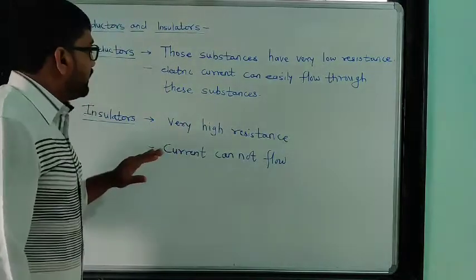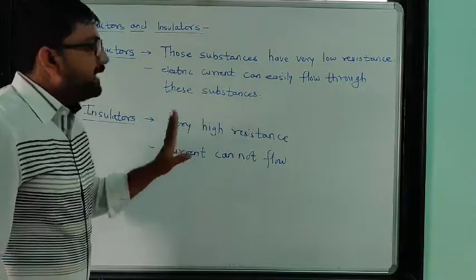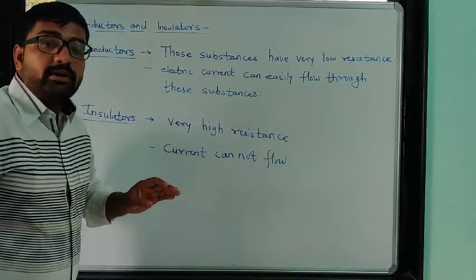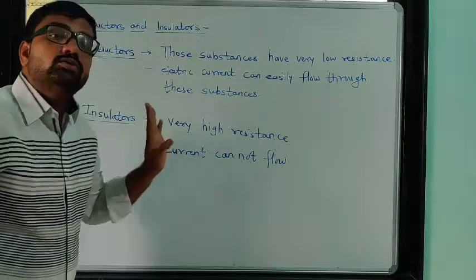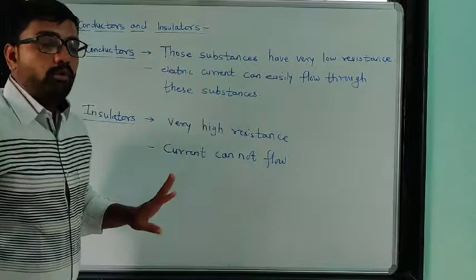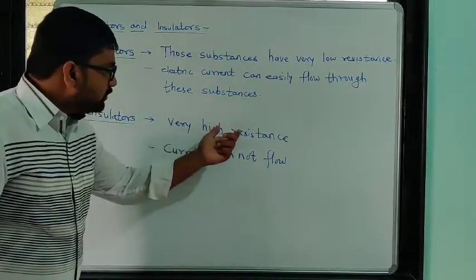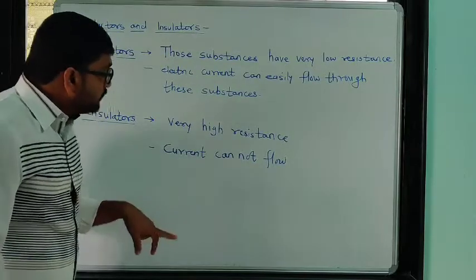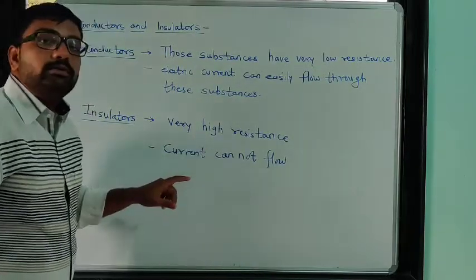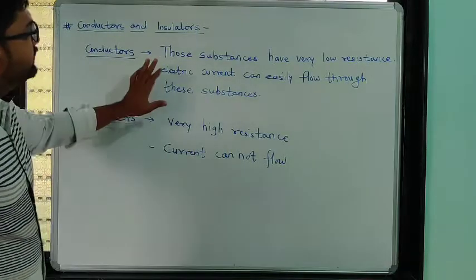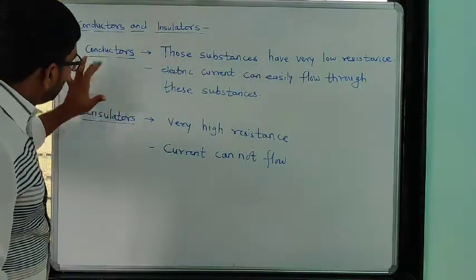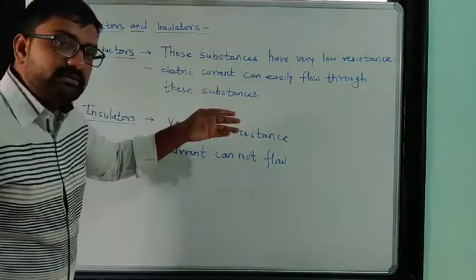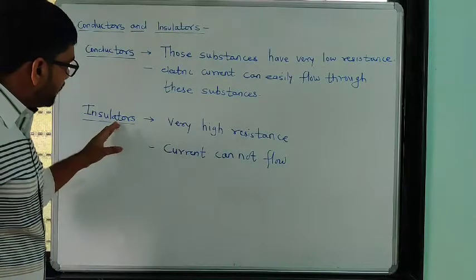So in an insulator, there is again very high electric resistance. Due to that high resistance, charges are not moved from one point to another because it is not possible for charges to overcome this resistance. So current cannot flow through insulators. That is the very basic difference between conductors and insulators. In conductors, resistance is very low, and in insulators, what happens?